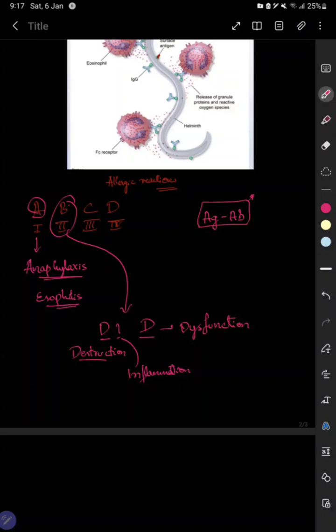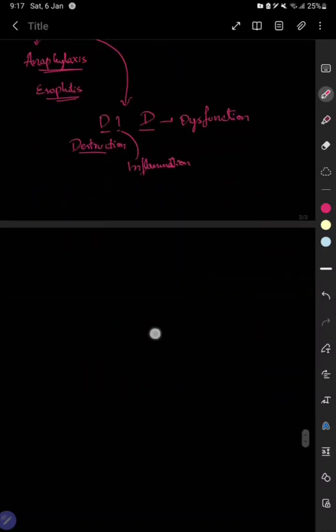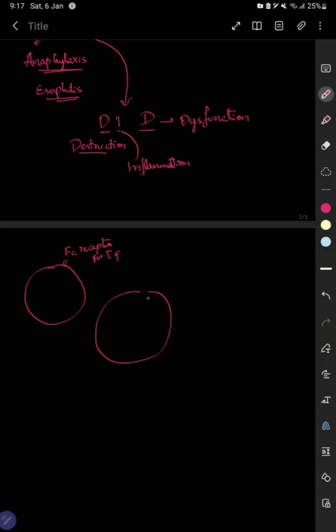Destruction, inflammation, dysfunction. In that, first we'll see cellular destruction. In this, the cell has a receptor, for example the Fc receptor for IgG. Now any abnormal cell or cancer cell comes and shows its surface antigen. Then the antibody comes and binds to this, and this binds to the NK cell, which will release cytokines and kill the cell. That's the normal type 2 hypersensitivity reaction.